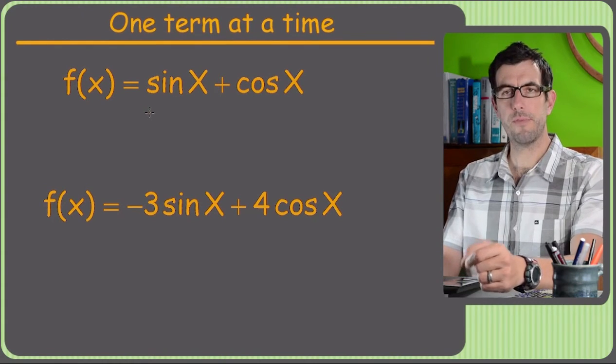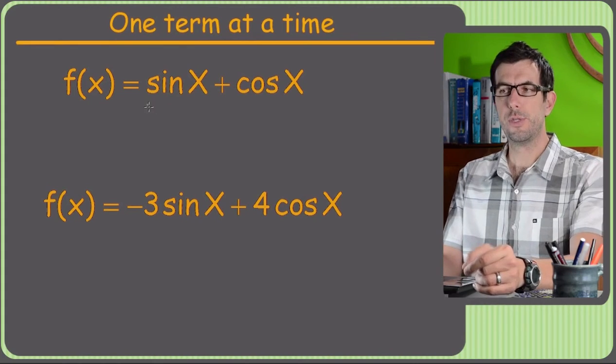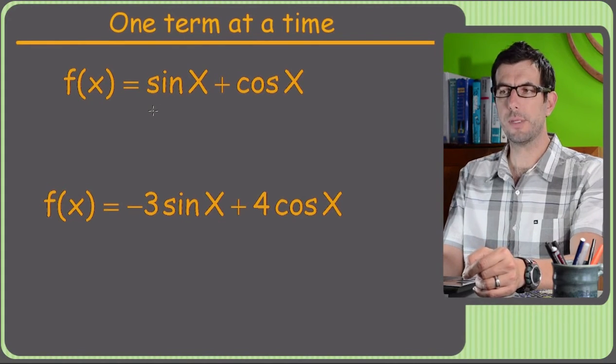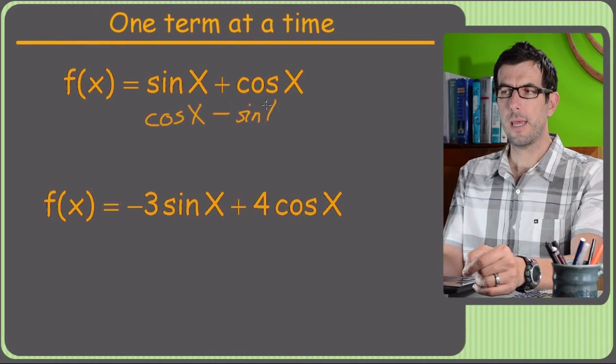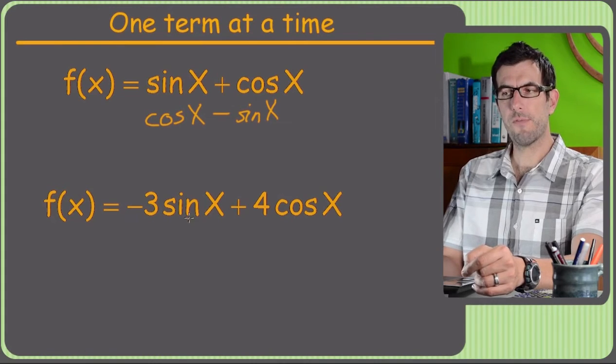All right, one term at a time. If you have a couple of trig functions added together, not multiplied, but added, just take the derivative of them one at a time. So the derivative of sine x is cosine x. The derivative of cosine is negative sine x. And we're done.